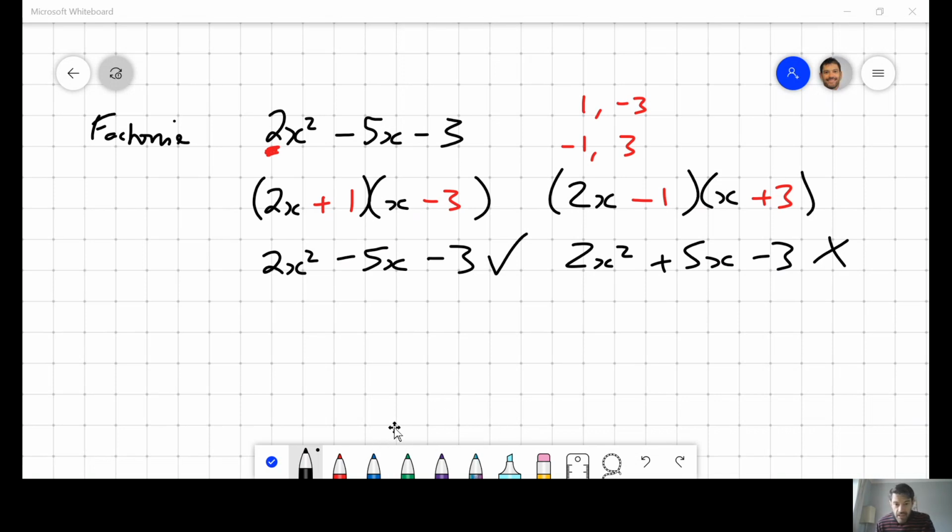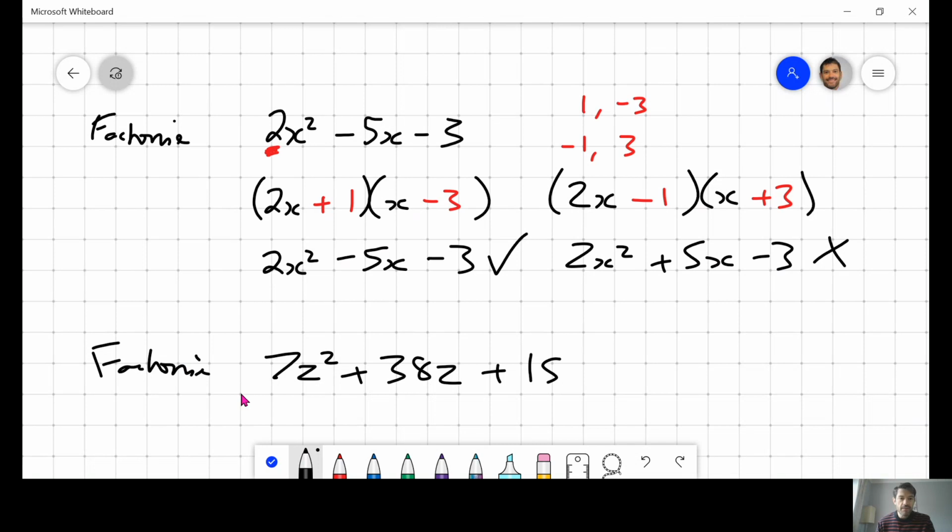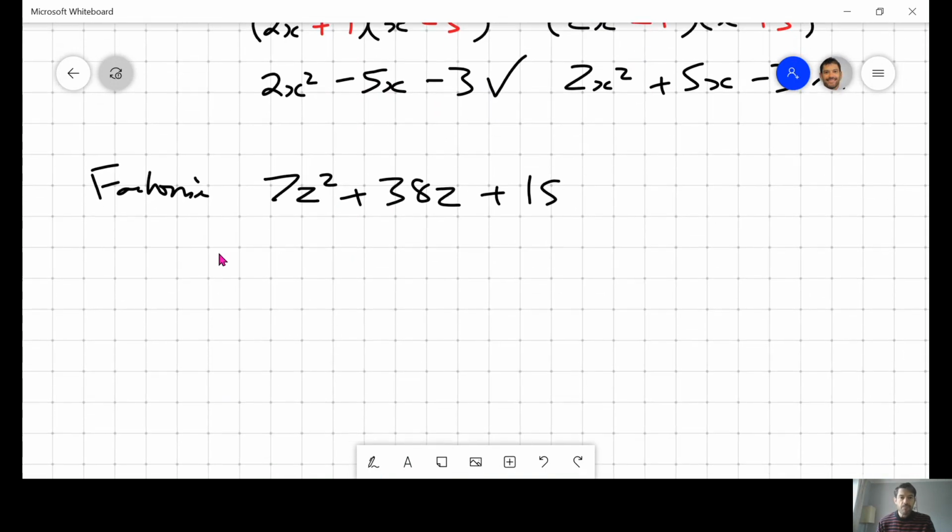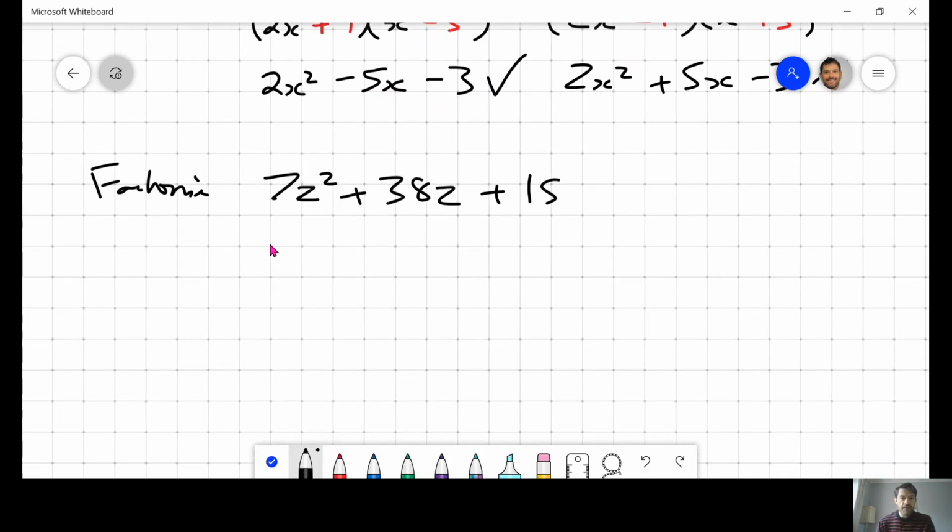I don't know about that tricky. 7z squared minus 38z plus 15, factorize. But we're going to do it anyway. So notice how this is prime, so that makes life a lot easier.